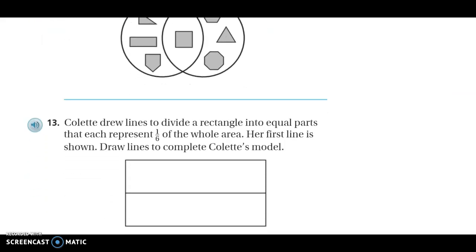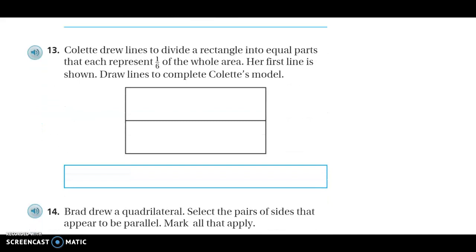Colette drew lines to divide the rectangle into equal parts that each represent 1/6 of the whole area. Draw lines to complete her model. I'm just going to divide this into thirds up top. And now we have 6 parts. 6 equal parts, just like that.